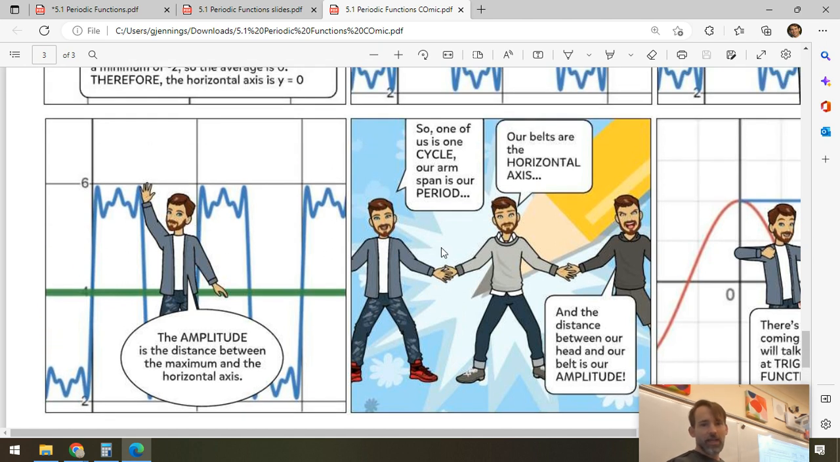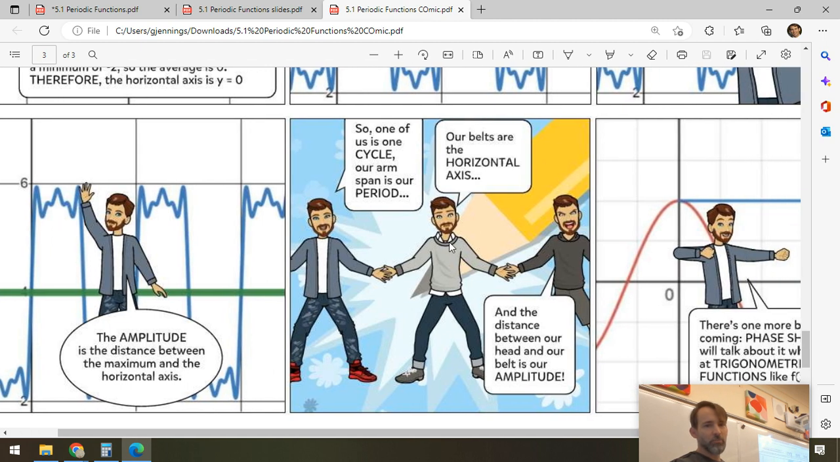Okay, so in this case, if I chained together a bunch of myself like paper dolls, our belts would be the horizontal axis. One cycle would be one example of me, one paper doll me, and the length of my arm span would be the period. One cycle is the period. And the distance between our head and our belt, or my feet and my belt, assuming my belt bisects my body, would be the amplitude.